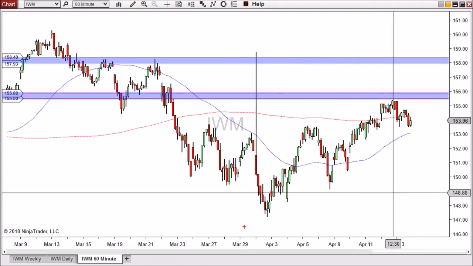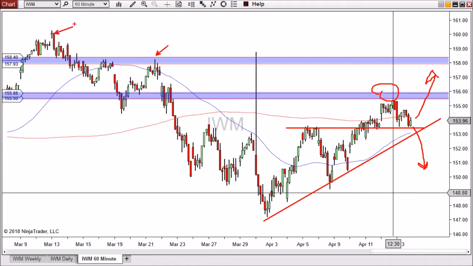So on the 60-minute, we're going to be looking at this to see is it going to break this trend down here, essentially this area of support, or is it going to break above this zone here. Then we're basically looking at these guys possibly being tested again.